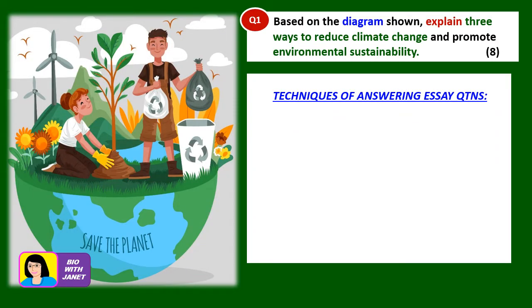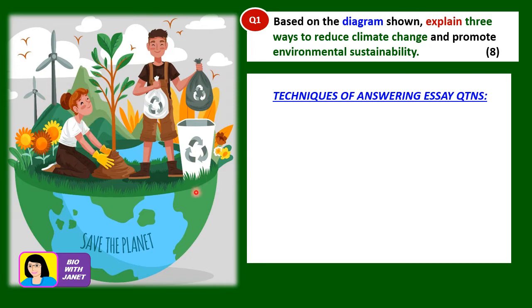Now, we've already discussed how to analyze the question and understand the question, right? So now we know the requirements of the question, and the next thing is to read through the question again and see what it needs you to do. So explain 3 ways to reduce climate change based on the diagram, right? How do we do that? So we first have to identify the 3 ways that help to reduce climate change in this diagram here.